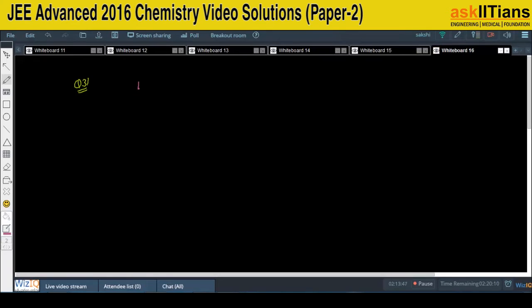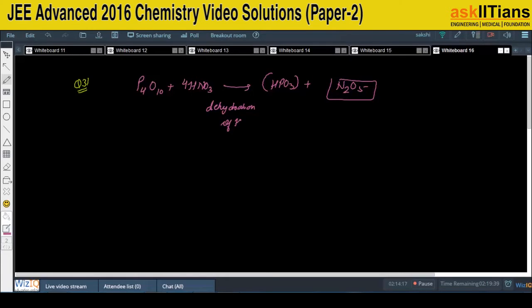So the very first equation that we should know is P4O10 reacting with HNO3. This is what has been given. So this will form HPO3 and it will be forming N2O5. That means the nitrogen compound I'll be talking about is N2O5. If I ask you to balance this, this will be 4 times HNO3, and if you do the dehydration, so what is happening is dehydration of HNO3. Now in this case you will be getting 4 molecules of HPO3 and there will be 2 molecules of N2O5 which will be produced. Now this is the required product.